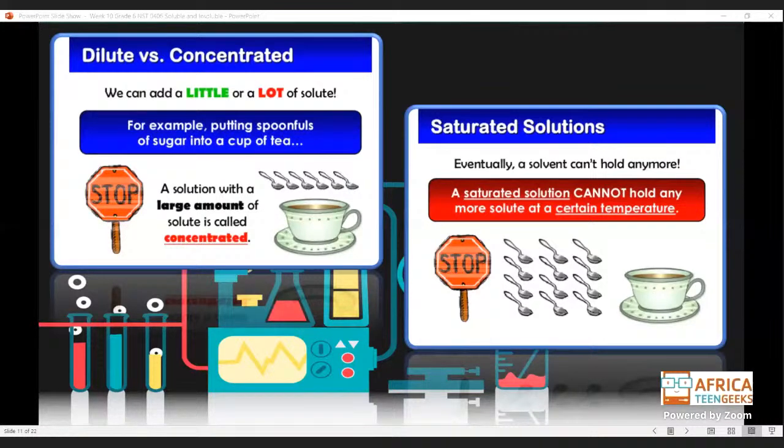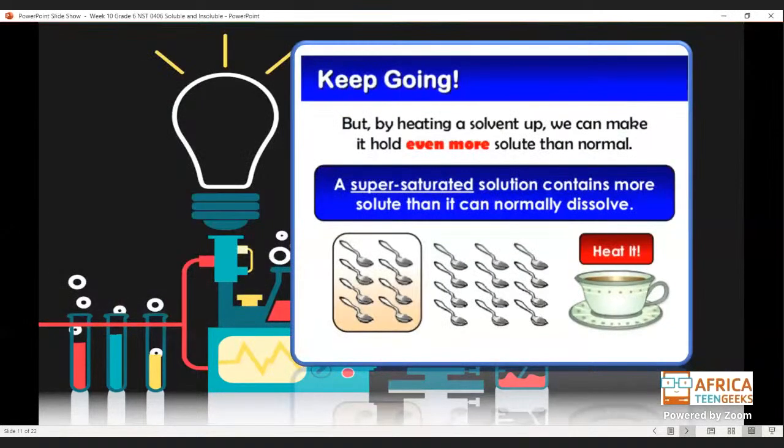Okay, now a saturated solution is when there's so much solute that the solvent cannot hold any more unless you increase its temperature. Okay, so I think, were you with me so far? This was I think the last example. By heating a solvent up, it can hold even more solute. So the hotter it is, the more solute you can add. So a supersaturated solution contains more solute than it normally would dissolve if you heat it up.